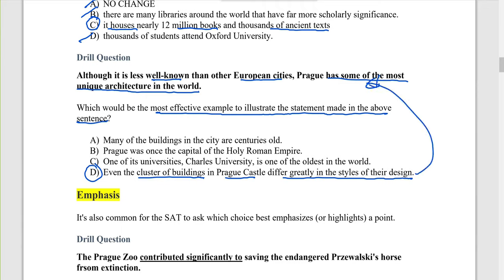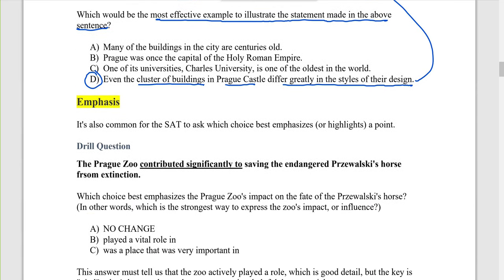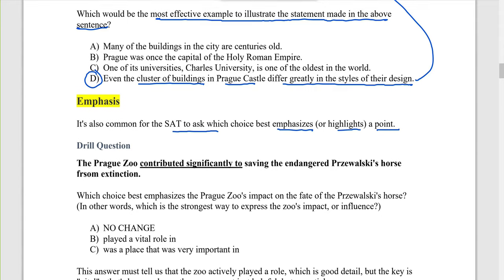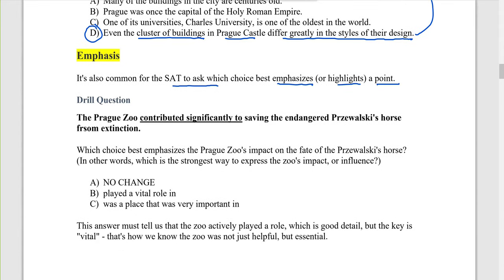Thank you very much. Let us go to another part that we might encounter and see in the exam, emphasis. It is also common for the SAT to ask which choice best emphasizes or highlights a point. Let us read this one. By the way, this one is not easy. Take your time and try to be open-minded. Try to be flexible. This is how we started it.